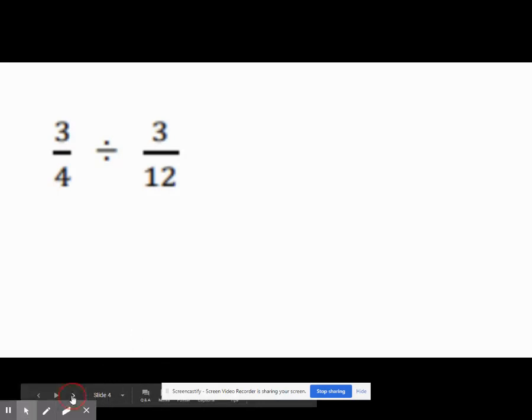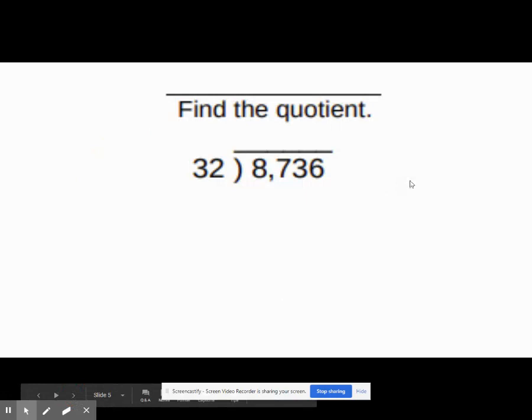All right, moving on. Find the quotient. Got a simple division problem here. This is long division. Remember, you've got 2 digits out front, so you're going to need to look at larger chunks of your dividend in order to find your quotient. So go ahead and give this a try, and we'll check it out here in just a second.